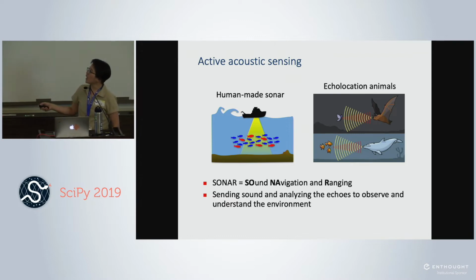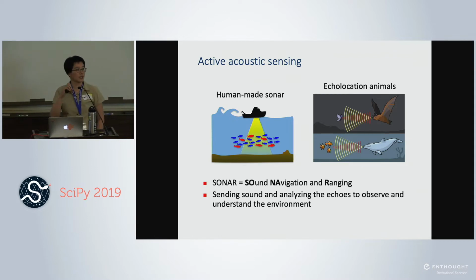So on the left-hand side is a typical scenario when we use human-made sonar system to understand the interior of the ocean. On the right-hand side are echolocating animals. Oh, there's a typo, I'm sorry. Echolocating animals who use sonar either in the air or underwater to navigate and forage.